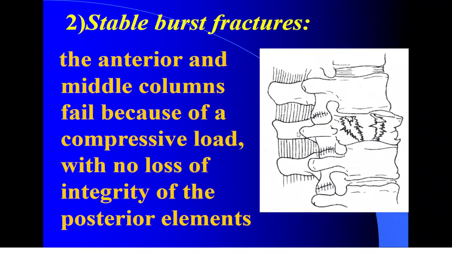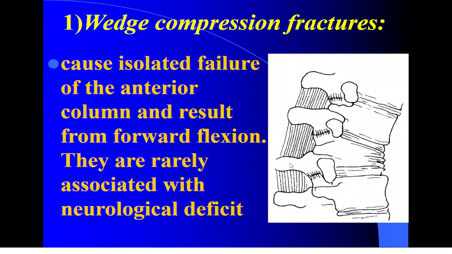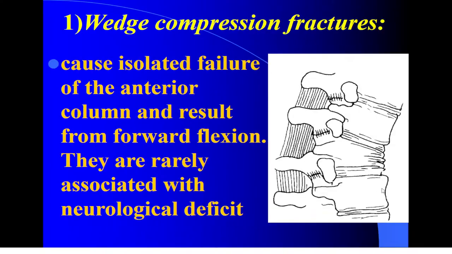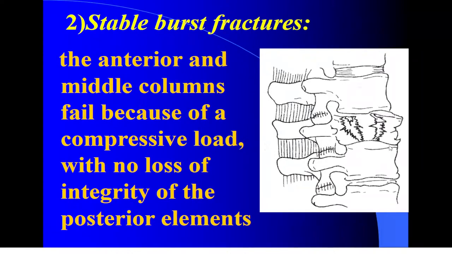Why are both fractures stable? Because in both cases the posterior supporting column is still stable. In both cases, we have injury only of the vertebral body. And if you have an isolated injury of the anterior column, or an isolated injury of the posterior column while the anterior is still intact, in that case we are talking about stable injuries of the spine.